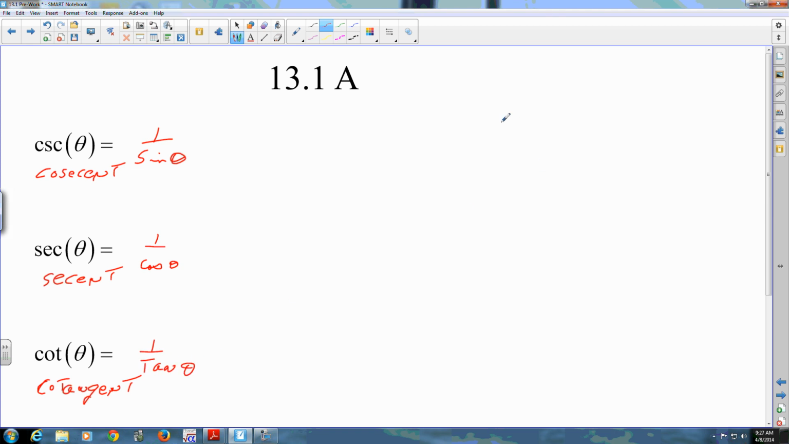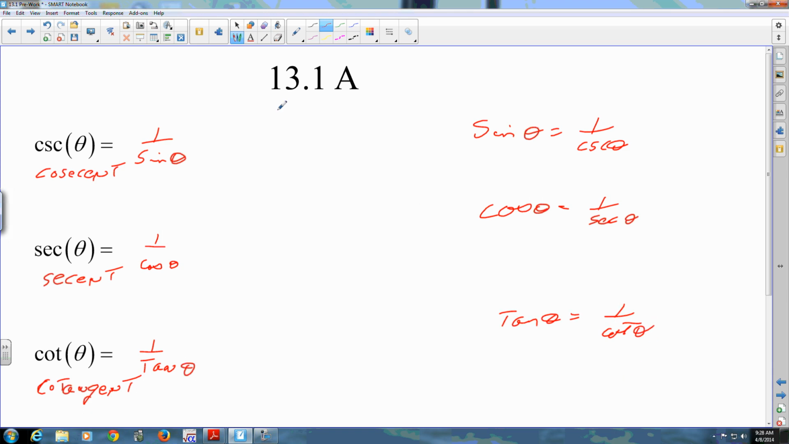Now, these things are actually reciprocals of each other. Sine of theta is the same thing as 1 over the cosecant of theta. Cosine of theta is the same as 1 over the secant of theta. They're reciprocals of each other. It's not just one directional. The reciprocal of sine is cosecant. The reciprocal of cosecant is sine. Tangent is the same as 1 over cotangent.